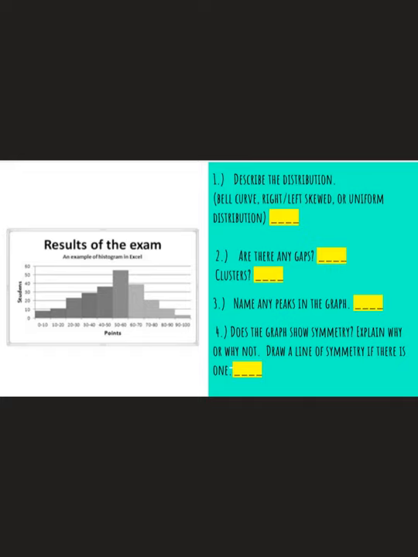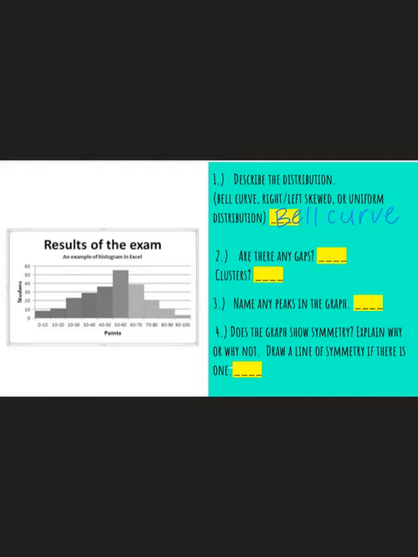So looking at this graph, we can notice that it's going to be a bell curve because remember it starts low, goes up, and then comes back down on the other side. So our distribution for this graph would be a bell curve.